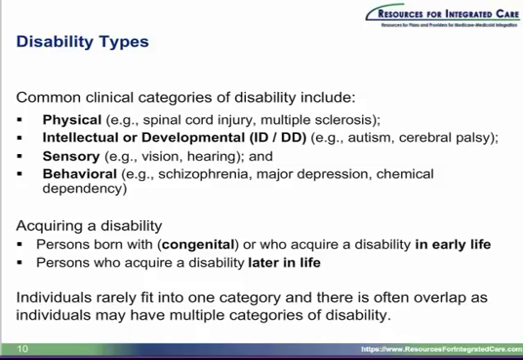Examples of sensory impairment are a vision or hearing limitation. Examples of behavioral impairments are major depression, behavioral limitations, and chemical health challenges.